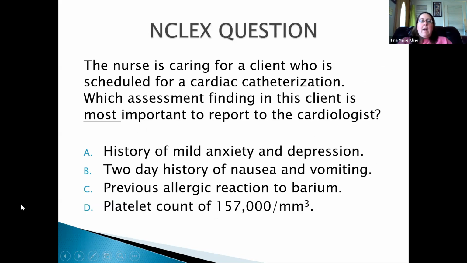Okay, here we go. A nurse is caring for a client who is scheduled for a cardiac cath. Which assessment finding in this client is most important to report to the cardiologist? So think about it this way. Which one of these findings has the potential to harm the patient the most? Okay, to harm the patient the most, who's having a cardiac cath. So read through your options. Mild anxiety, depression, a 2-day history of nausea and vomiting, a previous allergic reaction to barium, or a platelet count of 157. Put your answer in the chat box.